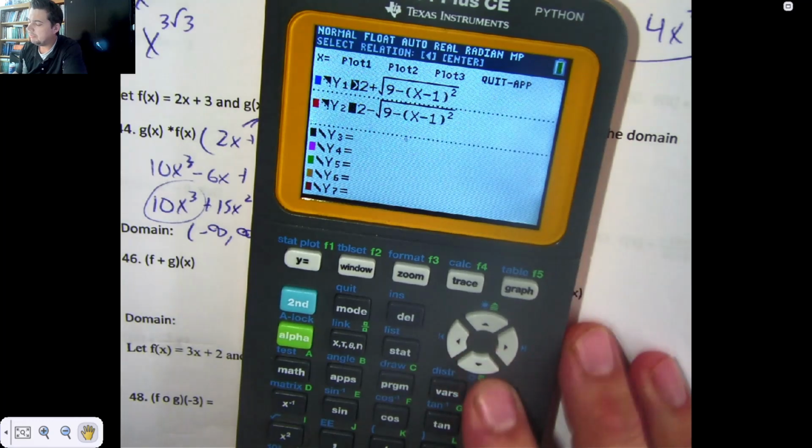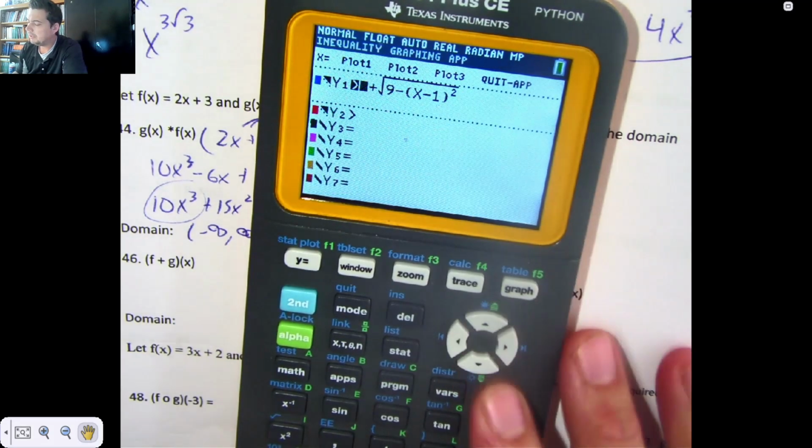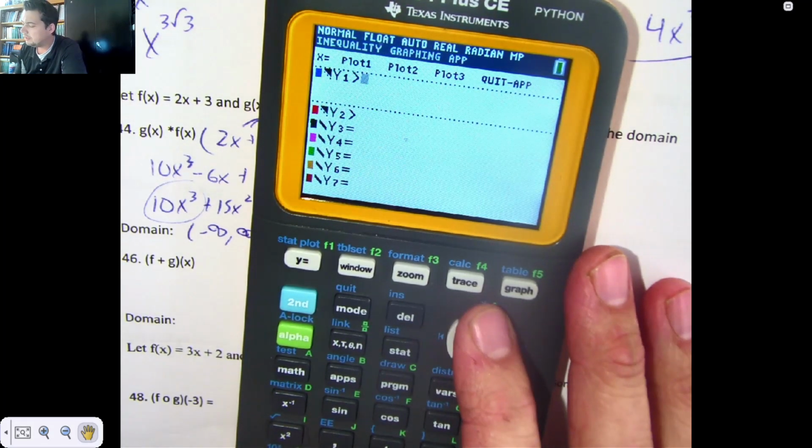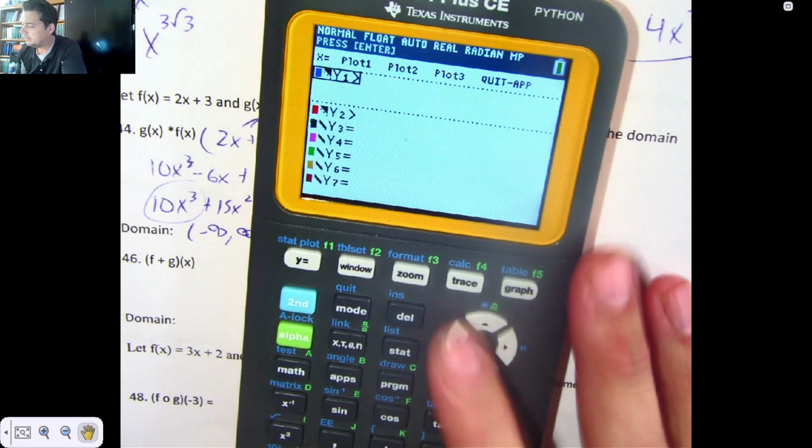That's what we call the power function. Maybe you remember me talking about power functions. And I need to turn inequalities off. I need this to be an equal to symbol.